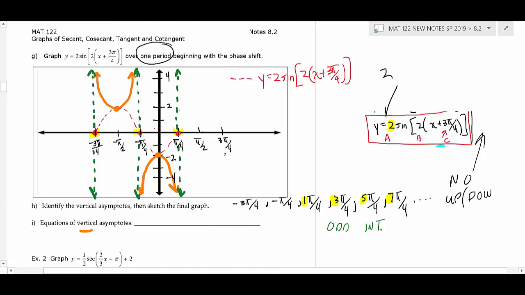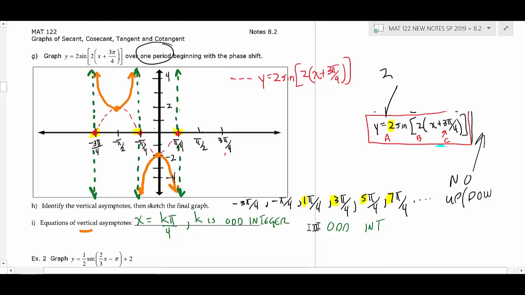So that would be a part of how you write this. Here's what you do then. You just say x is equal to k pi over 4, and then you say k is an odd integer. Okay, so that's it. Those are the equations of your vertical asymptotes. All right. So that's how that would go.